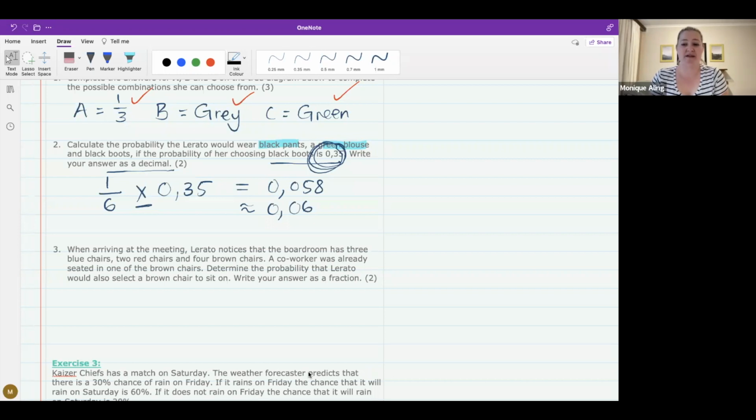So it's a little bit different because someone is seated in the chair. So we take a chair out of the equation. How many chairs are there in total? Then we need to take one out of it. And we need to focus on brown chairs by themselves.